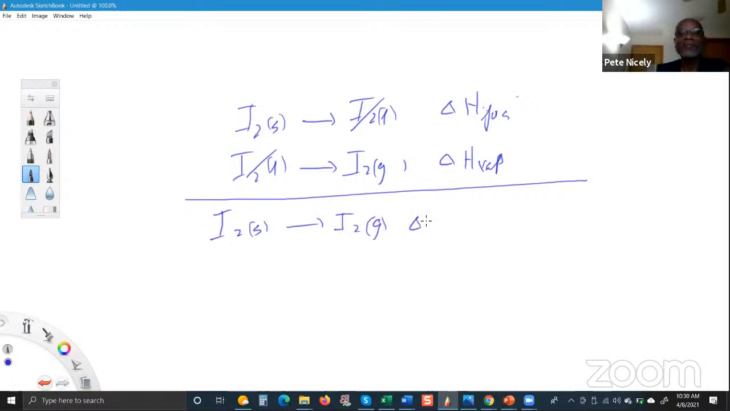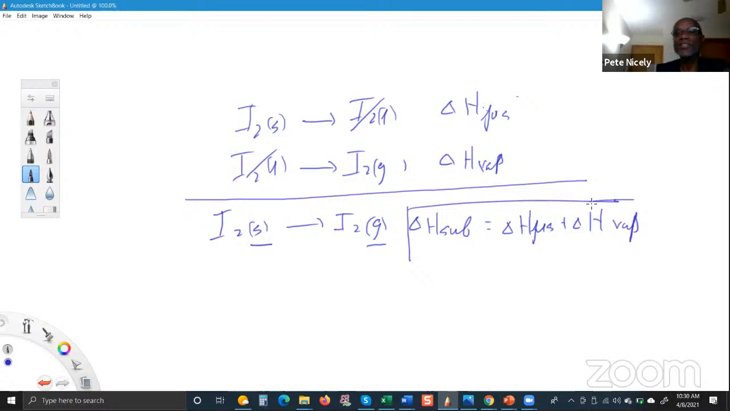And the enthalpy change for this is, of course, called the enthalpy of sublimation, because you're going from the solid state to the gaseous state. And that will be equal to the sum of these two, which is the enthalpy of fusion plus the enthalpy of vaporization, all right? So that's how we get this equation here, which I showed you in the slide a while ago. The enthalpy of sublimation will be equal to the enthalpy of fusion plus the enthalpy of vaporization.